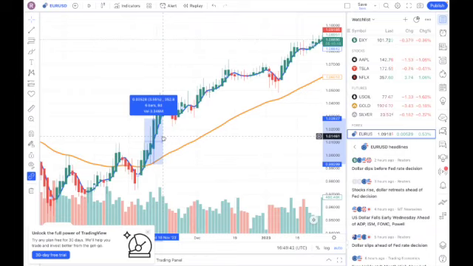So wait for the EMA and the MA to cross. Get your stop loss and your take profit. Once you get your flat top or your flat bottom, go ahead and enter the trade, close your laptop, close your app, and go on about your business and let it play out.